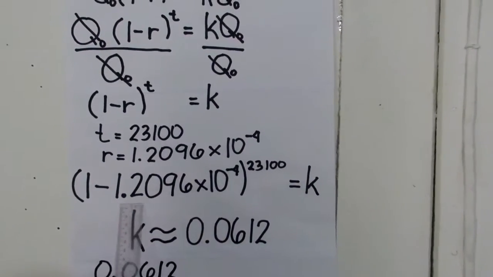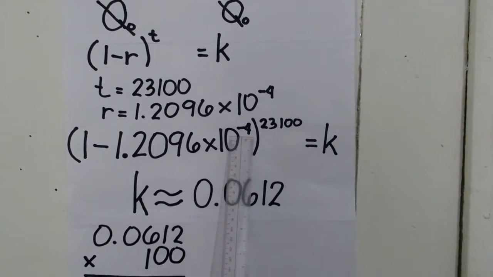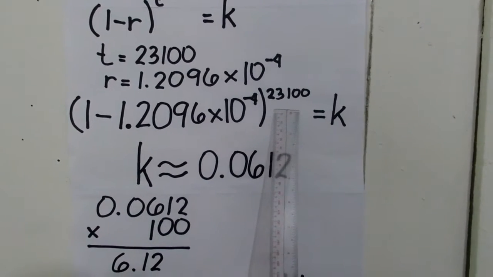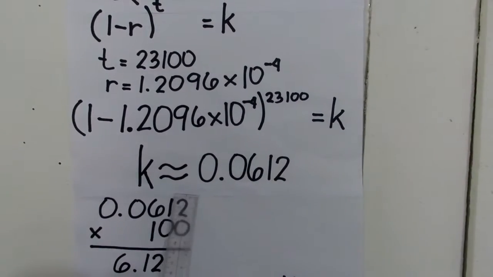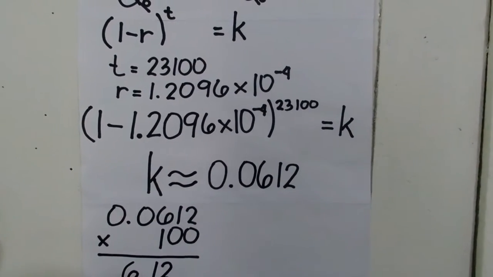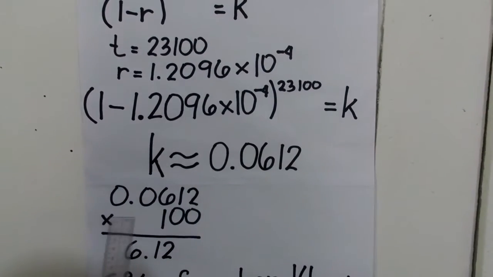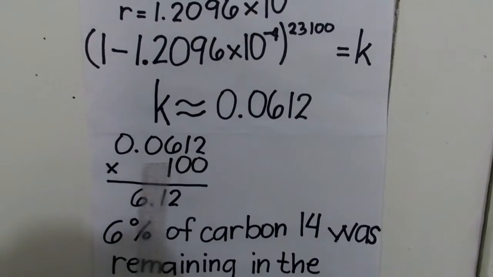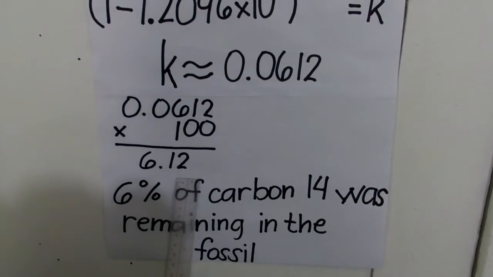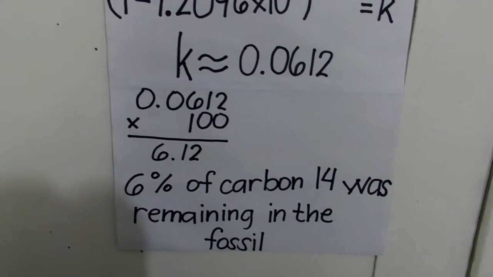So 1 minus 1.2096 times 10 raised to the power of negative 4, raised to the power of 23,100. K is approximately 0.0612. To get the percentage, we multiply by 100. 0.0612 times 100 is equal to 6.12. 6% of carbon-14 was remaining in the fossil.